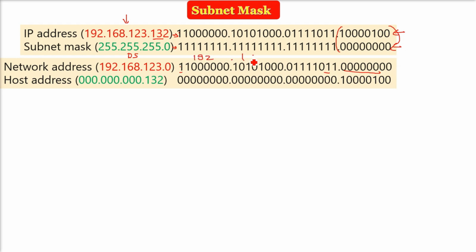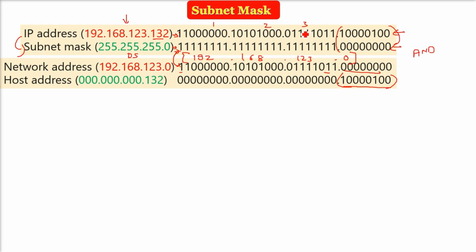So 192.168.123.0, this is the network address. So how did we get the network address? By ANDing the IP address and the subnet mask. And how to get the host address? You can invert the subnet mask and you can OR it with the IP address. That is how you get the host address.